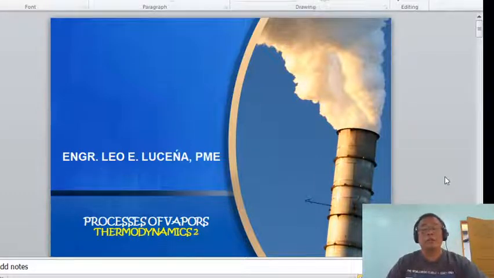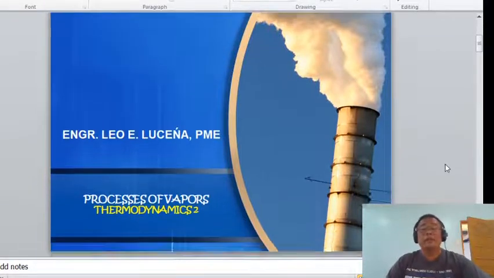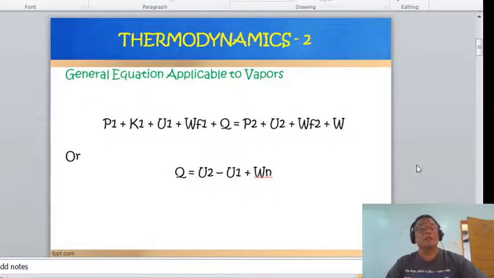So in ideal gases, we also have processes like, for example, isothermal process, isobaric process, isentropic, polytropic, and so on and so forth. So for vapors, we also have the same processes. Okay? So let us now consider the general equation applicable to vapor.